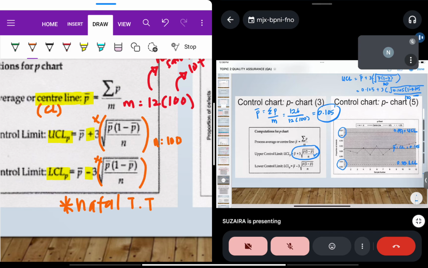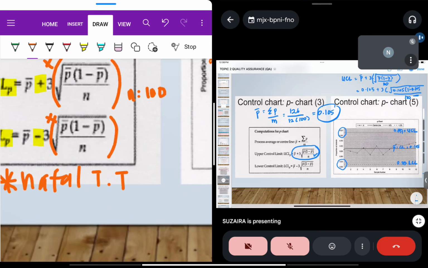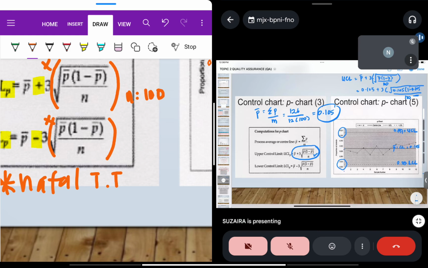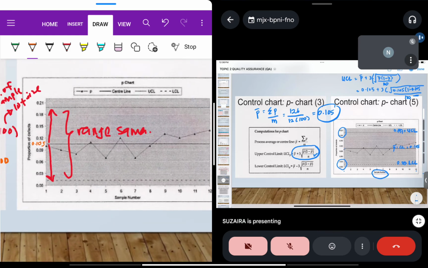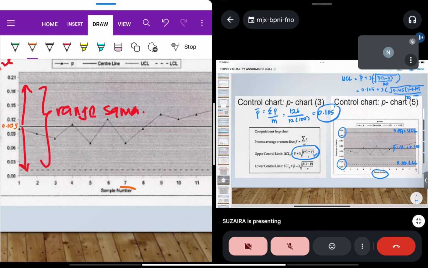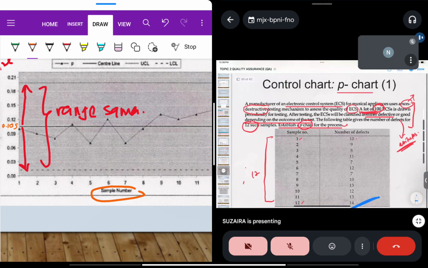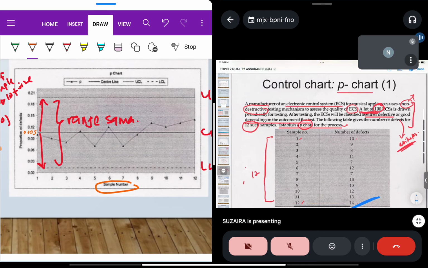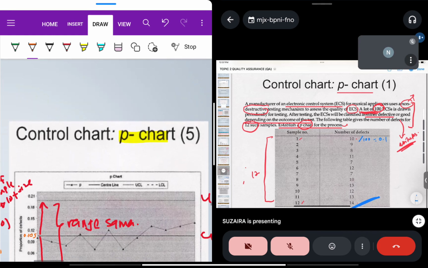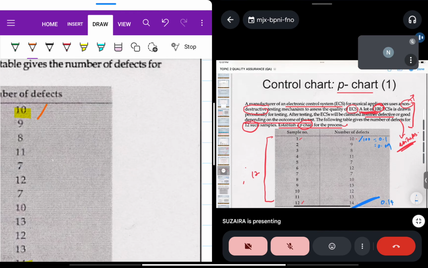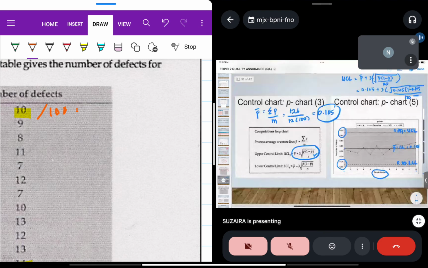Okay, once we've done with the UCL and LCL, we have the CL as well. From number 1 up until number 12 is actually the sample number. Because we have lots of 100, it must be divided by the 100. So 10 divided by 100, you'll get 0.1. This one is equal to 0.09, and up until here you have 0.14. So you plot from sample number 1 up until sample number 14.